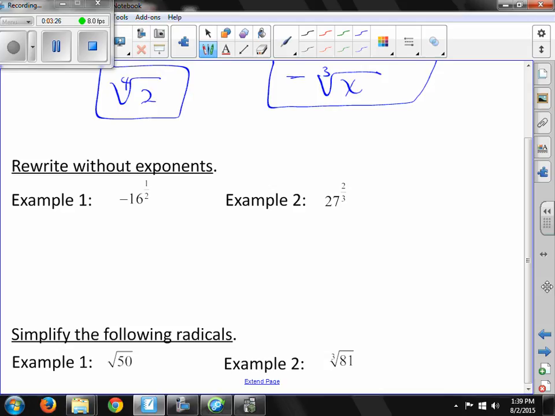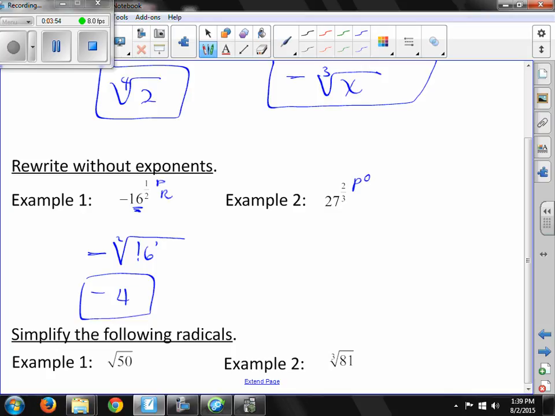Rewrite without exponents. 1/2 is the exponent. It only goes with the 16. There are no parentheses here, so we have negative. This is the power, this is the root, so it's the square root of 16. You can put the little 2 for emphasis if you want to, raised to the first power, or we could just say negative the square root of 16, which is 4. So the final answer would be -4.